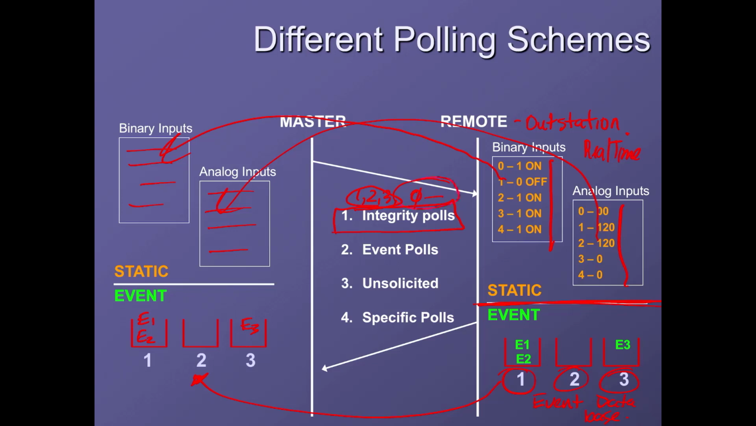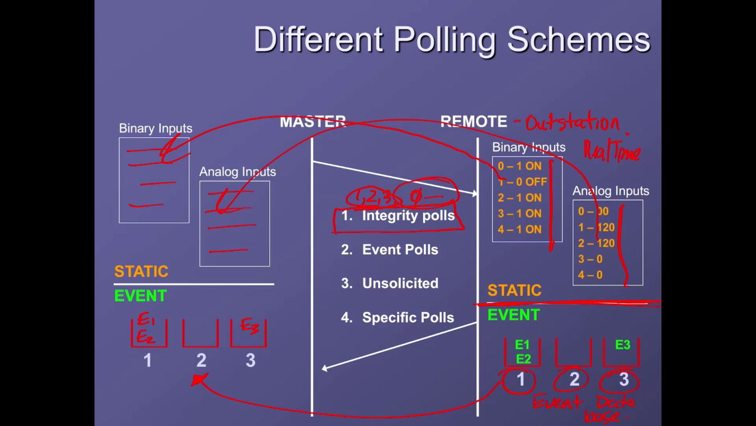If we look at just an event poll, that means it could be class 1 and 2 and 3, or it could be only class 1, only class 2, only class 3, and so on. So I think you can see clearly that if we were to send a class 1 data poll, we would retrieve 2 events. A class 2 data poll, the response would be no events to report, and then class 3 we would have 1 event coming back.